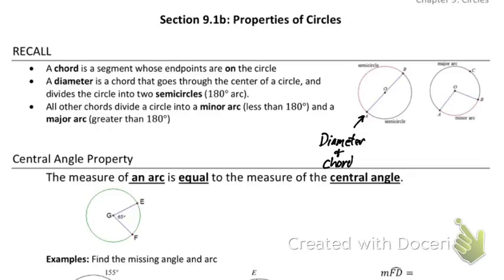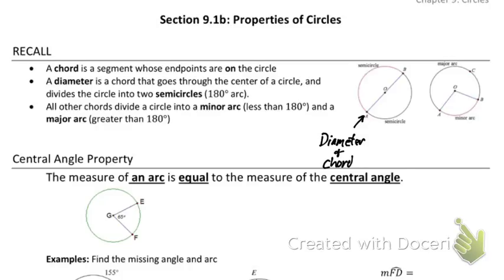All right, so that means a diameter is a chord that goes to the center of the circle and divides the circle into two semicircles, which is a 180-degree arc. All other chords divide the circle into either a minor arc or a major arc, which is listed over there.